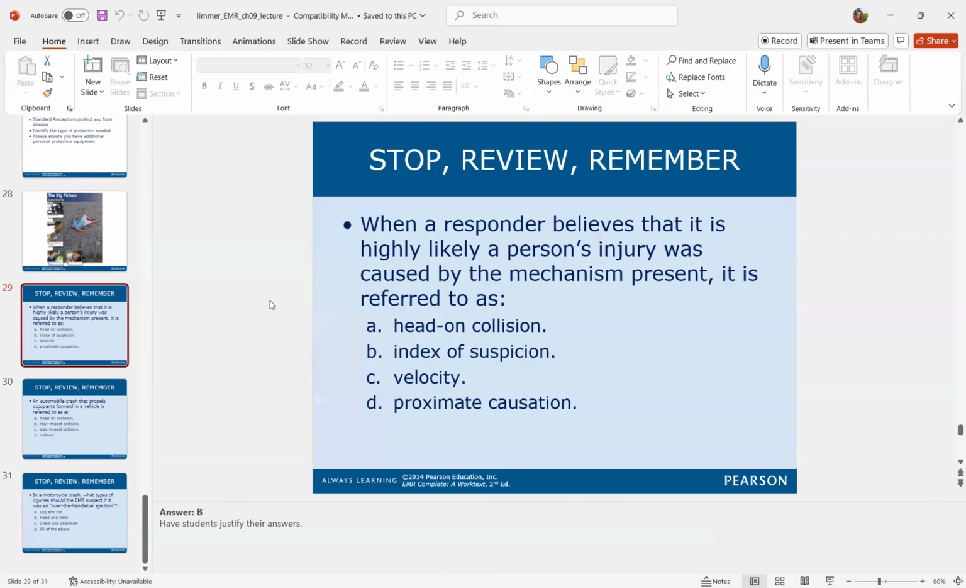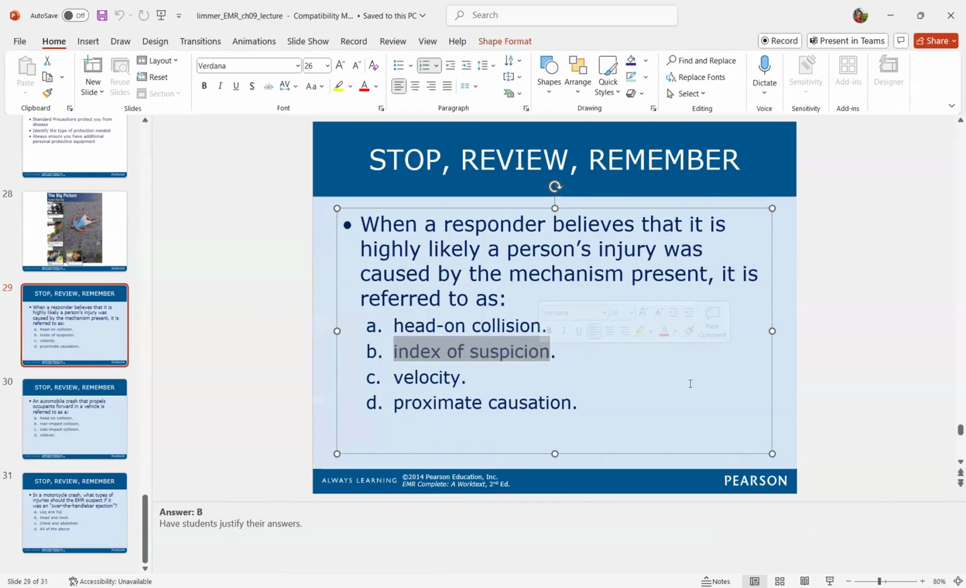All right, so when a responder believes that it is highly likely a person's injury was caused by a mechanism present, it's referred to as index of suspicion. So we go to a car accident and we're immediately thinking, these are all the things that could be wrong with that patient. That's our index of suspicion. And then we can start ruling them out as we go.